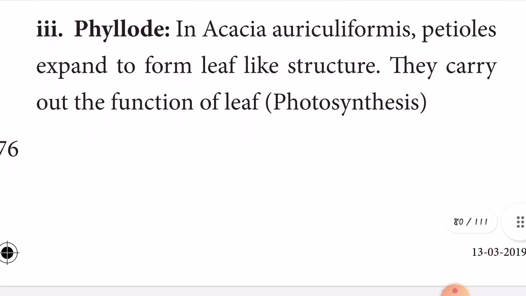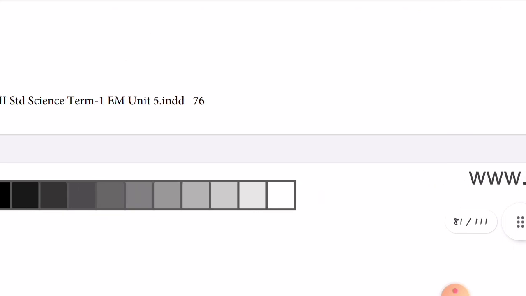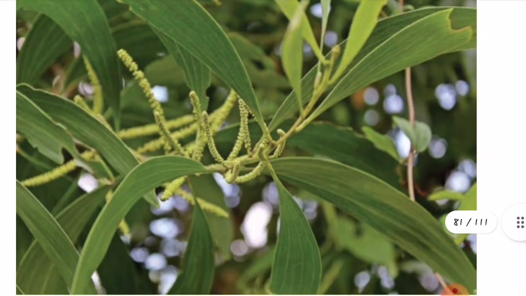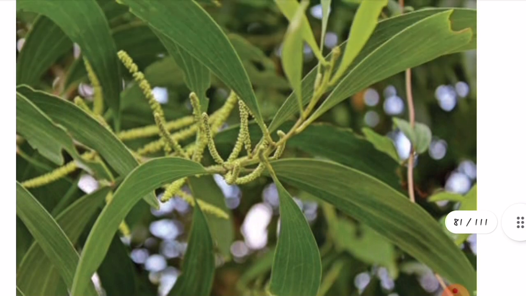And the third one is phyllode. Phyllode is seen in the acacia family, Acacia auriculiformis. Here the petioles expand to form a leaf-like structure. They carry out the functions of the leaf, the photosynthesis method, children. See the picture of this phyllode. This is the plant of acacia. Very nice picture, children.